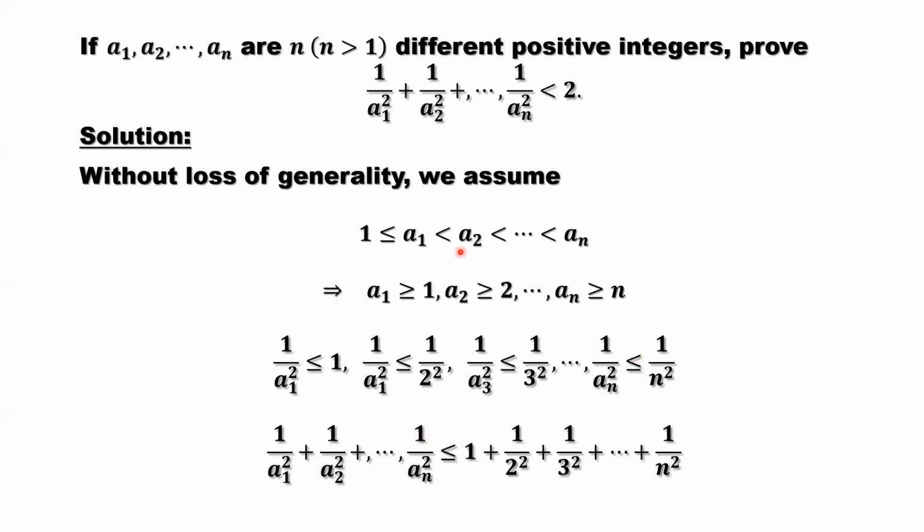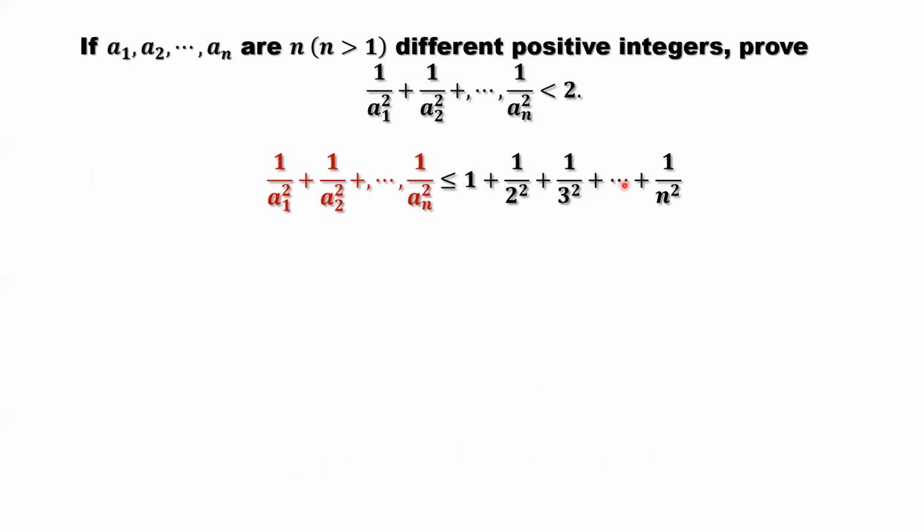So now, what's the question? The question is, we want to derive this inequality. So the left-hand side is here, and the first item is less than or equal to 1. The second item is less than or equal to 1 over 2 squared. The third one, up to the last one. So this is the current result here.